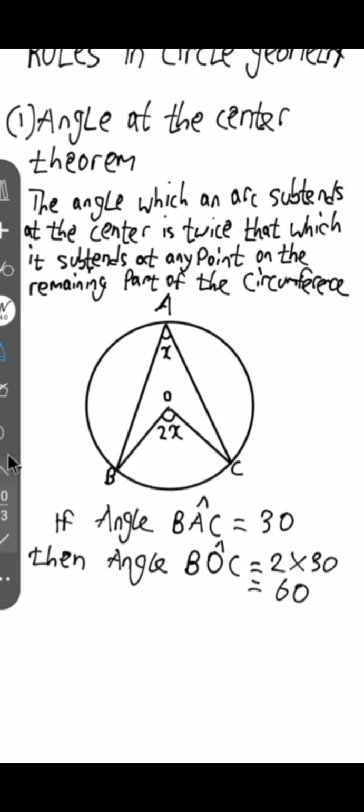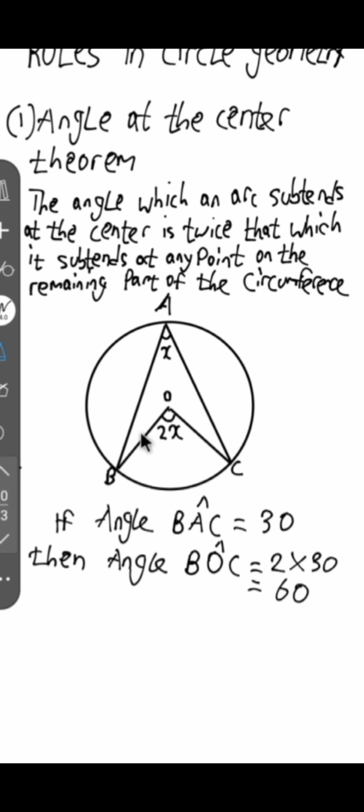The first rule is the angle at the center theorem. The angle which an arc subtends at the center is twice that which it subtends at any point on the remaining part of the circumference. The circumference of a circle is the body of the circle. Where is the arc they are talking about? This is the arc they are talking about, arc BC.